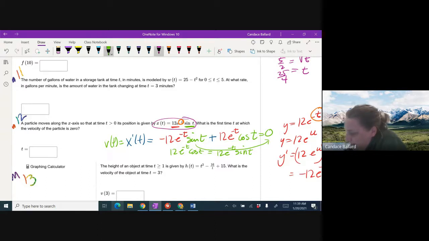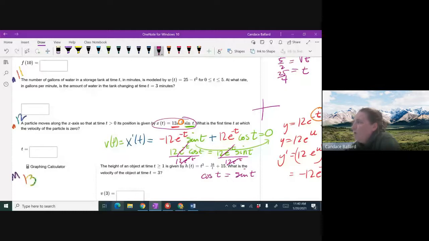I am going to divide by the 12e to the negative t, because guess what? That makes it cancel. So what that means is, where is the cosine equal to the sine? So what is the first radian measure on the unit circle where the sine and the cosine are equal? Think about your unit circle. Where is the first time where your x coordinate and your y coordinate on the unit circle are the same? Where's the first time that that happens?